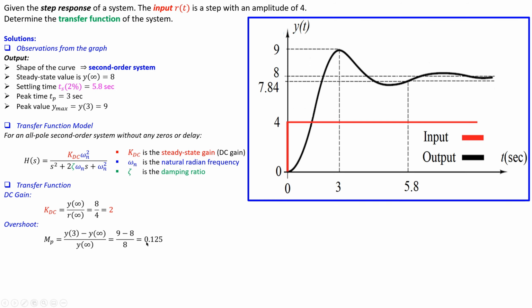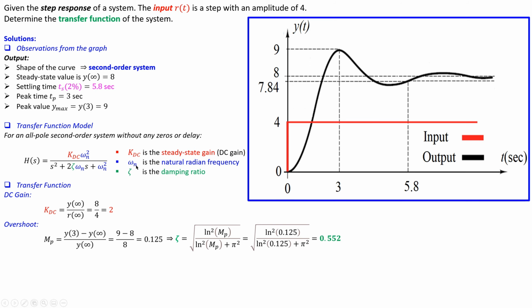So it is 12.5%. Using this and also the formula for the zeta, which we have seen in the root locus design method for the controllers in the other videos, you can calculate your zeta, which is then 0.552, very close to that value. So I have also determined the zeta, which was an unknown. Now I only have omega n left, which is the natural radian frequency.